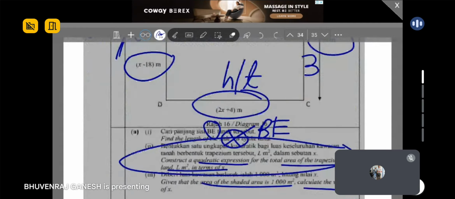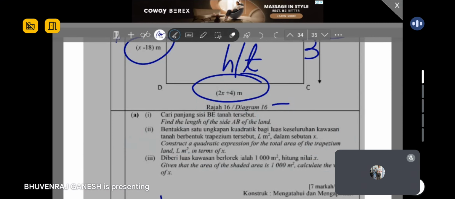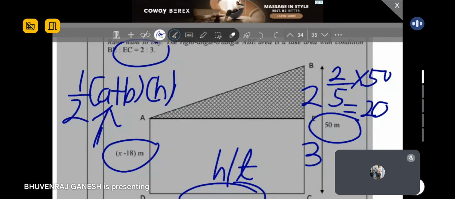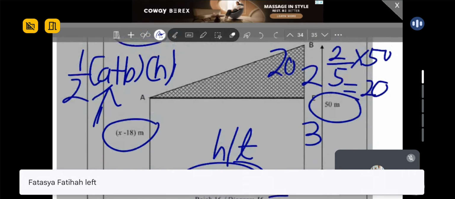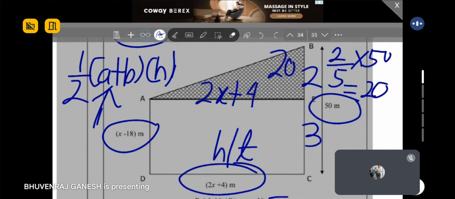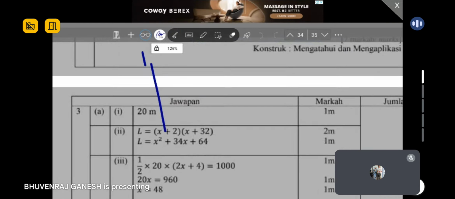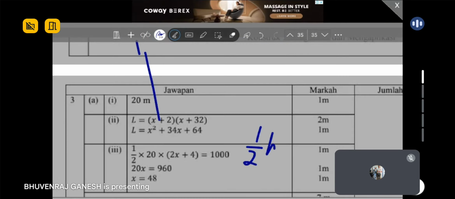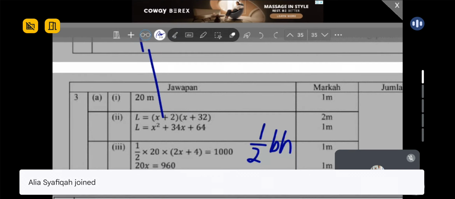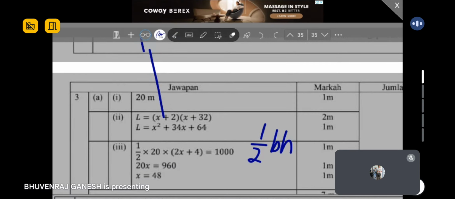Sorry guys. Now they're talking about shaded area. Sorry. B and C dia tak ada hubungan. Okay, so you must find by yourself what is your shaded area. So this one is a triangle. Am I right? Segitiga. So we know this one is 20. This one is 2x plus 4. So kamu guna luas segitiga punya rumus. Area of triangle. Okay, so you will have half times base times height. Okay, setengah kali tapak kali tinggi. Okay, this formula. Okay, then this is just a linear equation. Persamaan linear saja. So kamu selesaikan, dapat jawapan X equal to 48. So that is your answer.